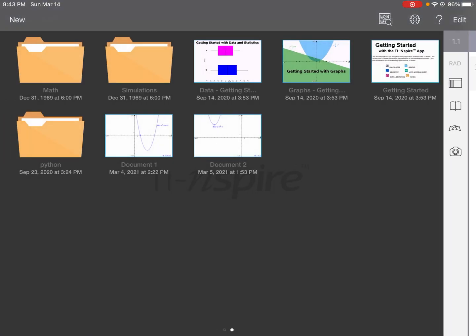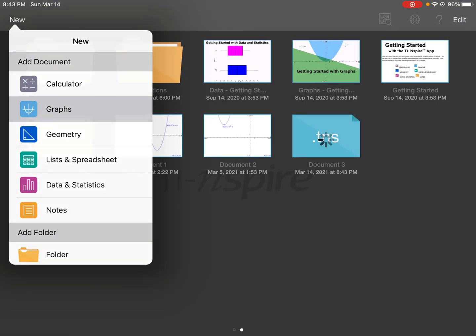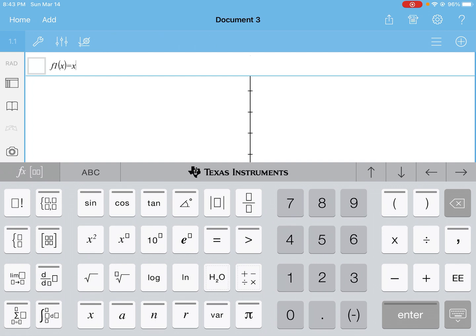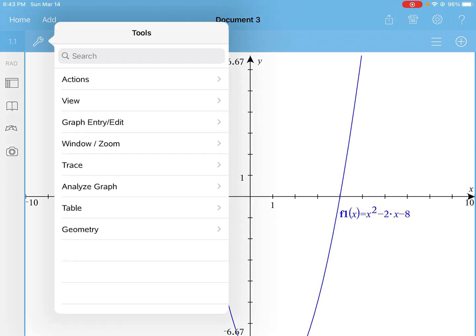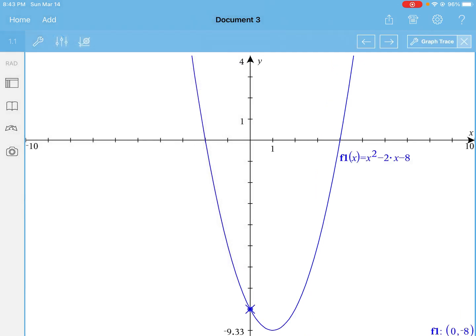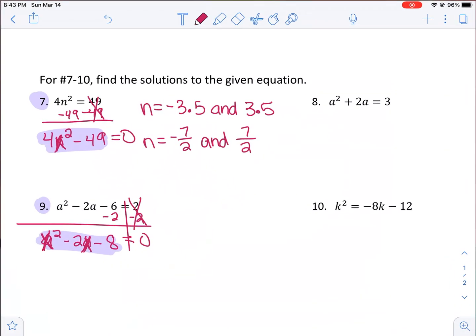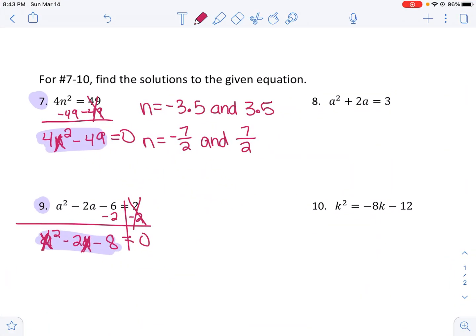So I go home, discard my changes, new graph. I have x squared minus 2x minus 8. I graph it. I want to find the zeros, so I go to menu, trace, graph trace. I look at my first 0, it tells me it's negative 2. I look at my second 0, I get positive 4. So x equals, or a equals, negative 2 and positive 4.